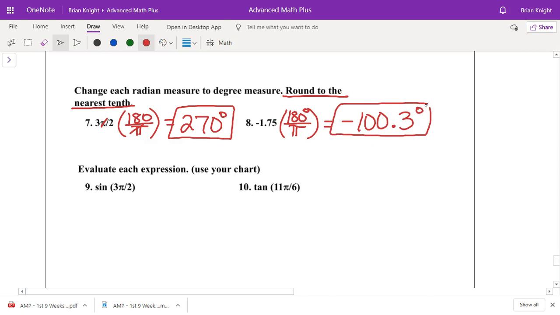You put negative 1.75, parentheses, 180 divided by pi. And use the pi button. Don't use 3.14. Does everybody know where the pi button is on your calculator? Yes, second, little house top, right above the division sign on your calculator.